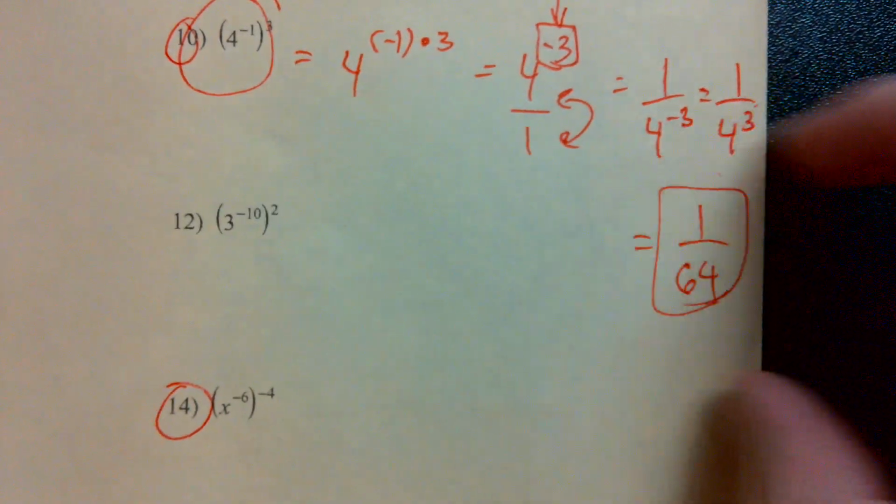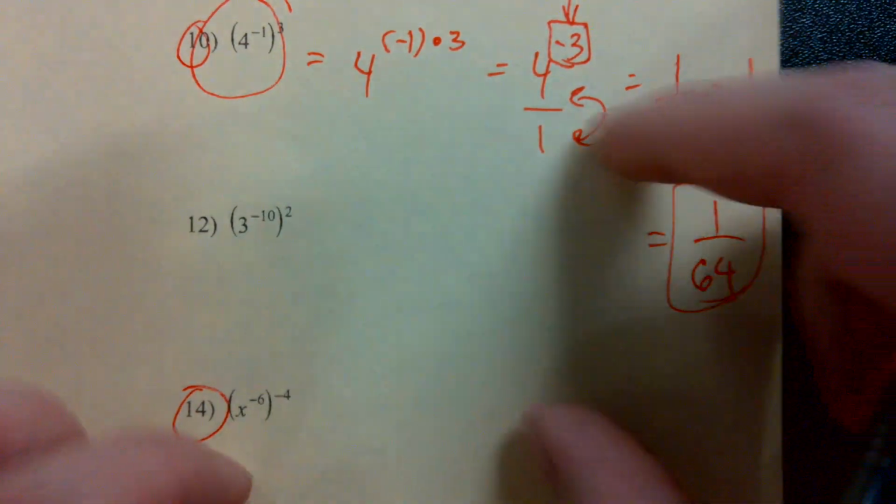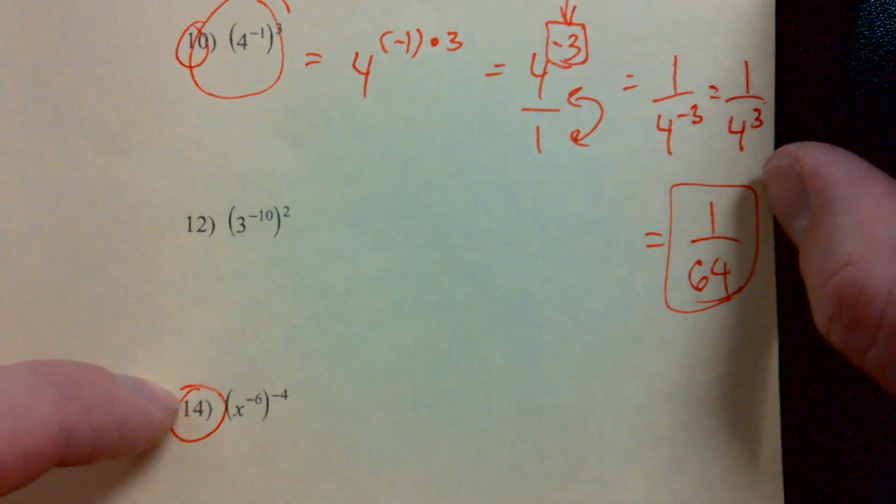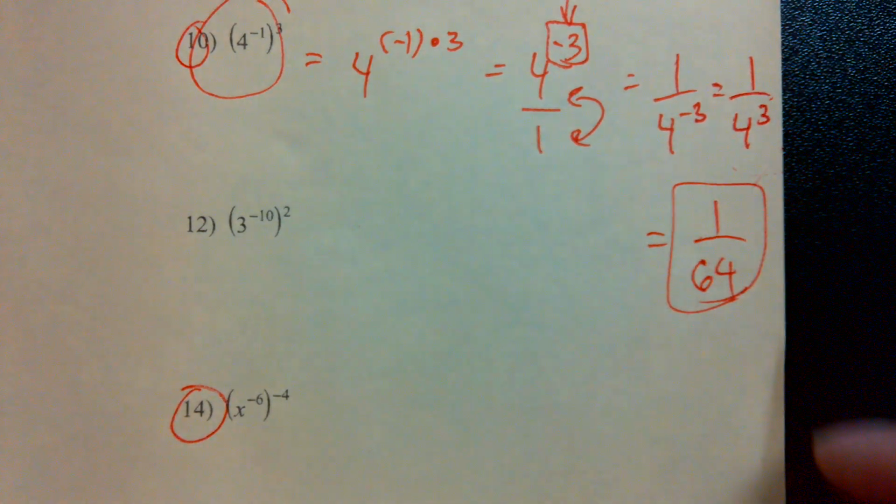It's just one of those math technicalities that I have to say, but at the end of the day, I know what you mean and I know what you did. And if you get 1 over 4 to the 3rd, you did the power rule right. That's what matters. Down to 13, almost done.